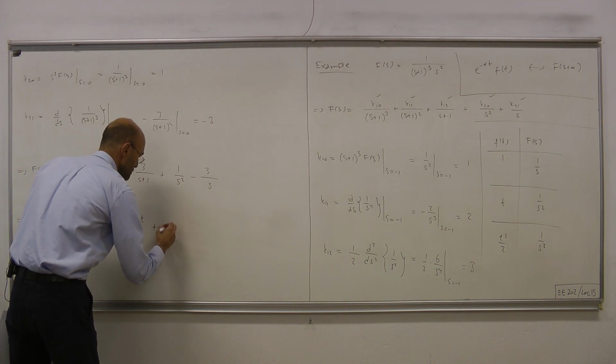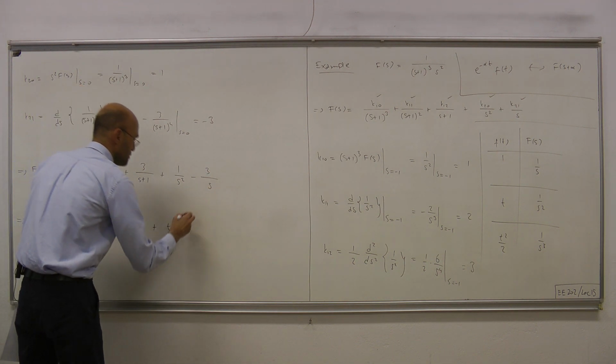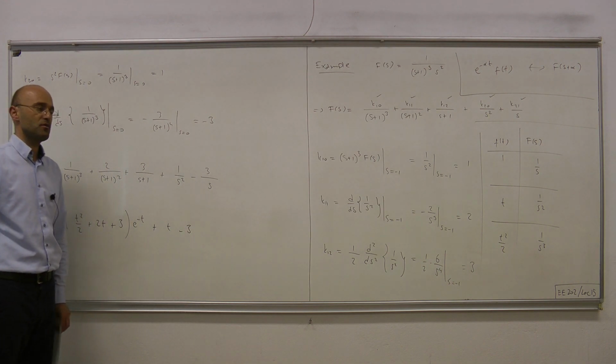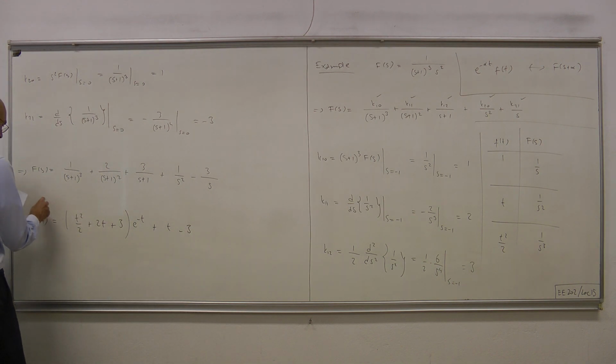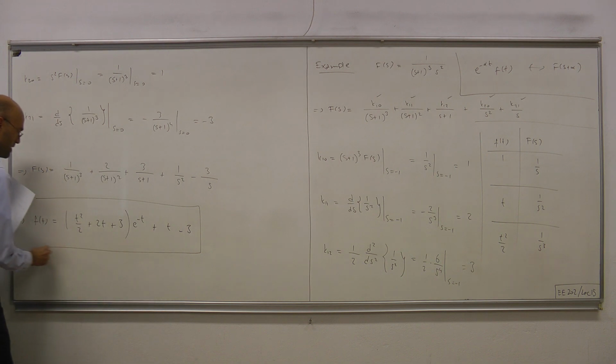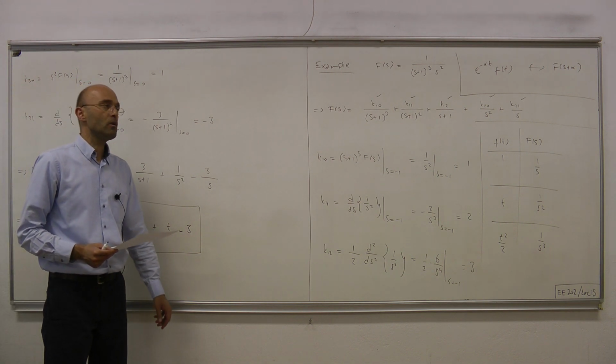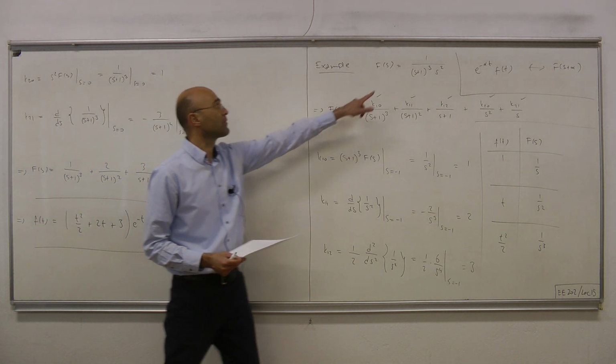And this term produces t, and finally this term produces a constant term, 3. So that's our f of t for a repeated pole case f of s, given here.